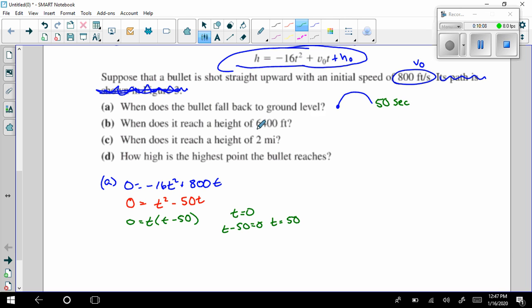When does it reach a height of 6,400? So that is asking in that equation, when will this equation equal 6,400? When is it at that height? If you get an imaginary number for this problem or an error in your calculator, what that means is it doesn't reach that height ever. So I'm going to subtract that 6,400 over.